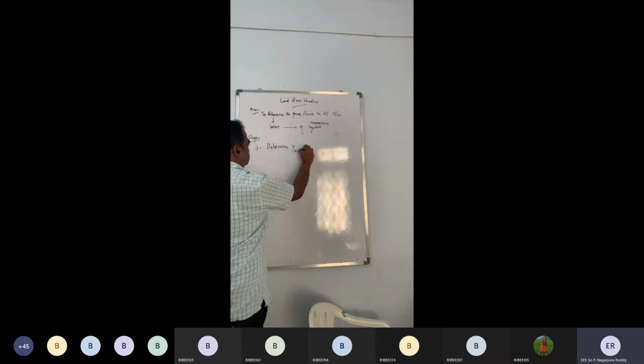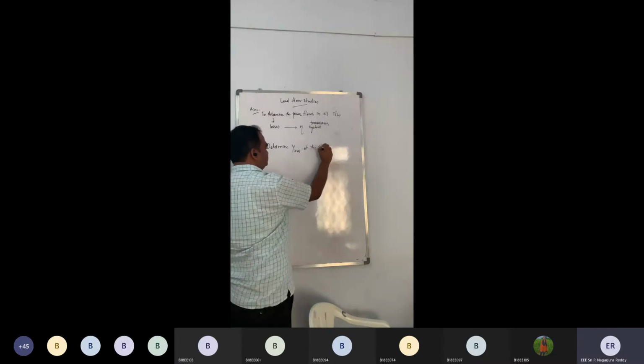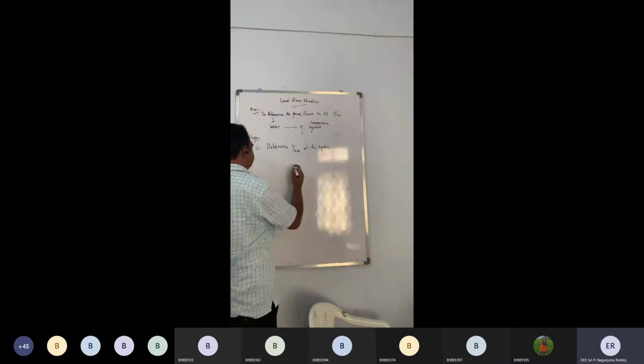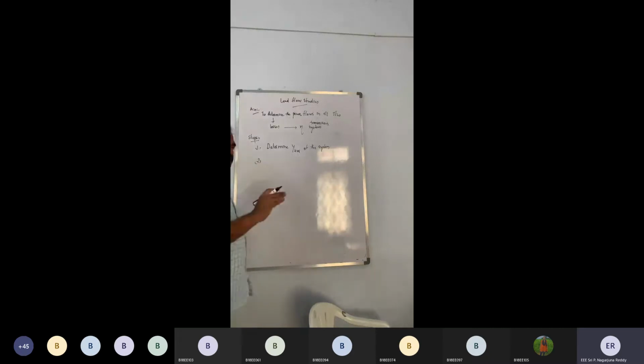With the aim of determining the load flow, with the aim of determining the power flows in all the transmission lines. The list of generalized steps are: number one is determine the buses of the system. So whatever the system which has been given for you, determine the buses of the system. That is the first step for doing the load flow study.